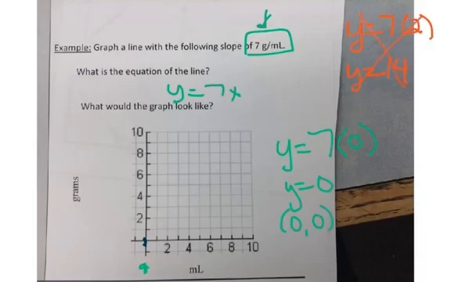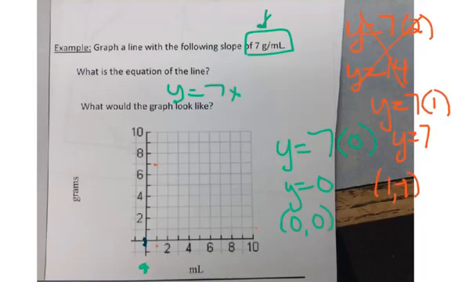So the next one that I'm going to do is, let's say, make it smaller, and I'm going to make my x, which is my milliliters, equal to 1. So I'm going to do y equals 7 times 1. So if I plug it in, I've got 1, and I'm going to go up 7, because y equals now 7. So my coordinates would be 1, 7. So I'm going to dot at 1 and up 7.